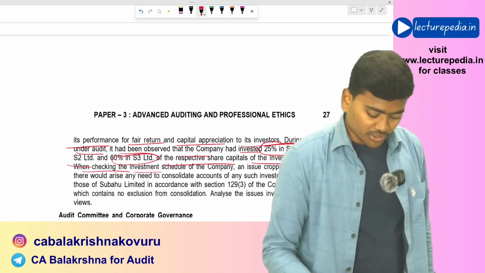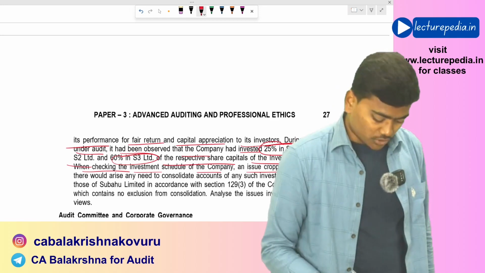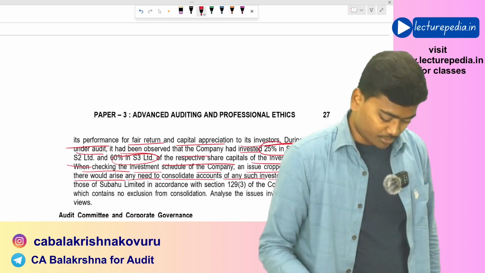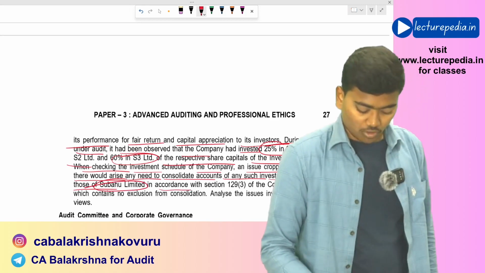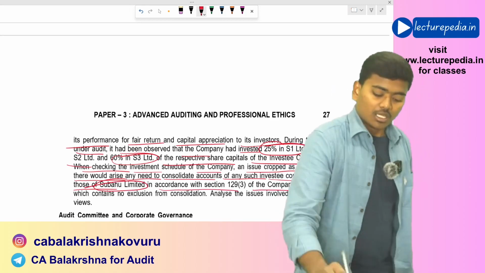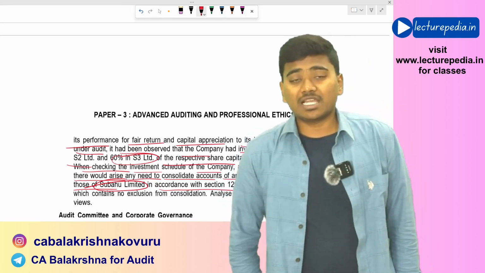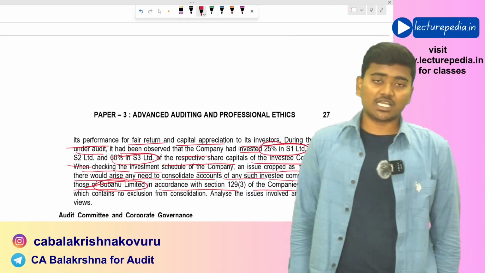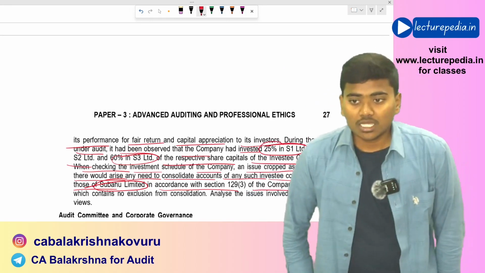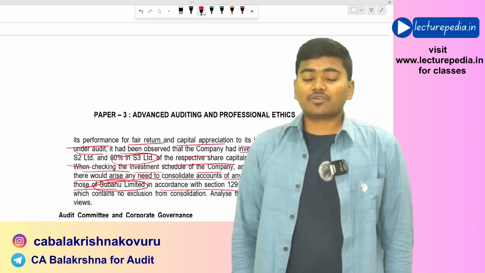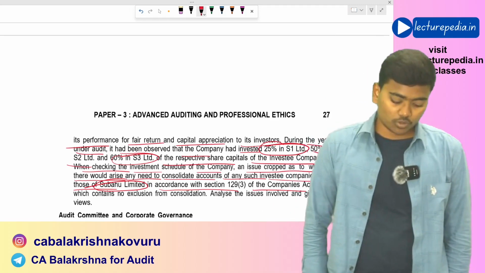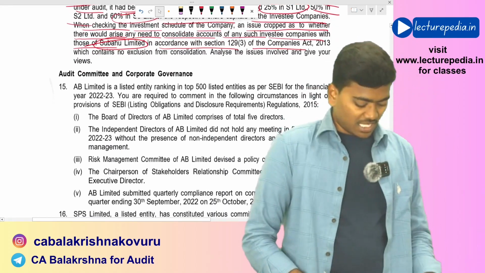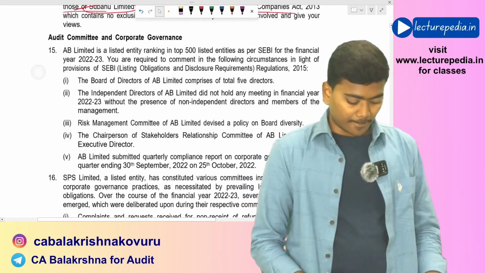When checking the investment schedule of the company, an issue cropped up as to whether there would arise any need to consolidate accounts of any such investee company with those of Subahu Limited in accordance with section 129 of the Companies Act. Basically, if you see here, we are following Ind AS. As per Ind AS, if the company is an investment company, it need not prepare consolidated financial statements. So, in this case, the company is satisfying this condition of investment company, so it need not prepare consolidated financial statements. Exemption is available.